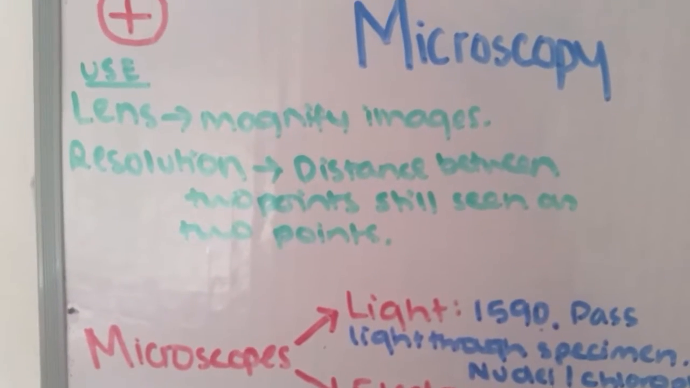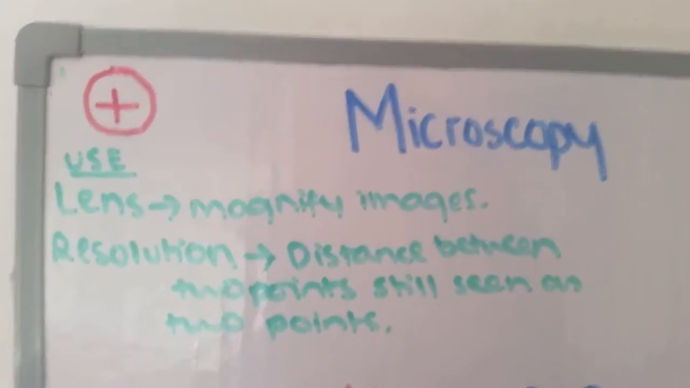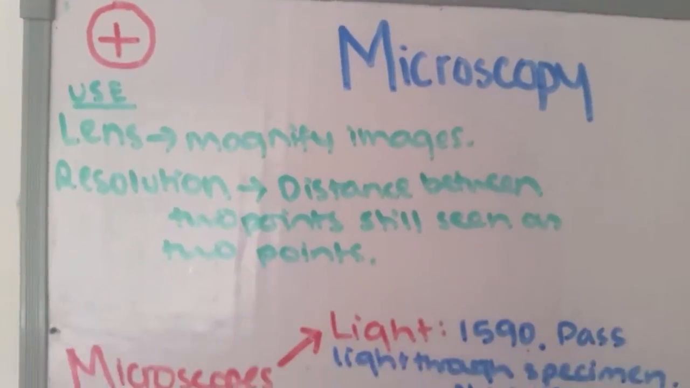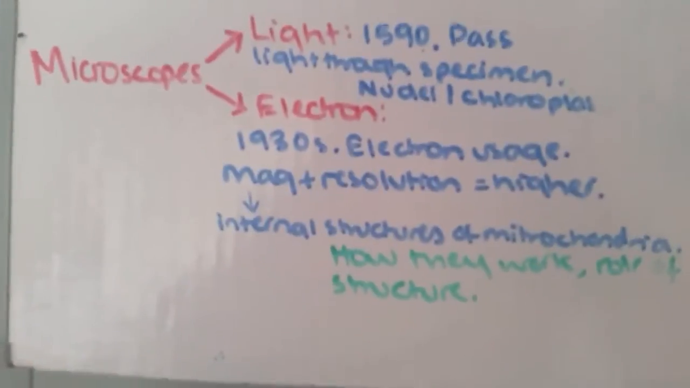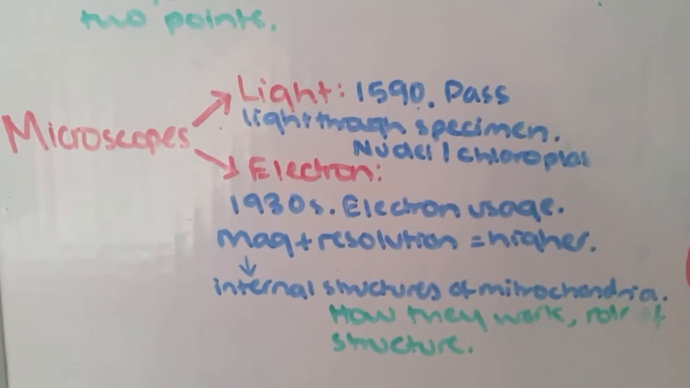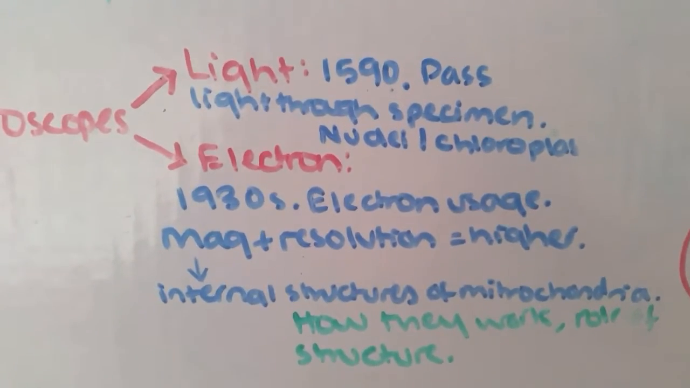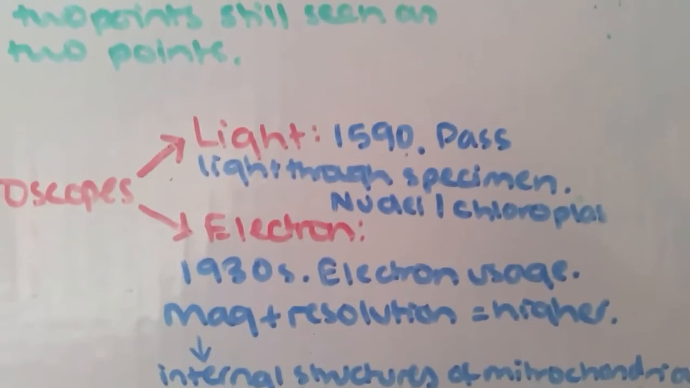So that's basically the use of microscopes. They increase the magnification, they increase how big an object looks, and they also increase the focus of a certain object. Now, part 2 is about types of microscopes. Microscopes can be light microscopes or electron microscopes. Light microscopes, a bit of context, were made in the 1590s.